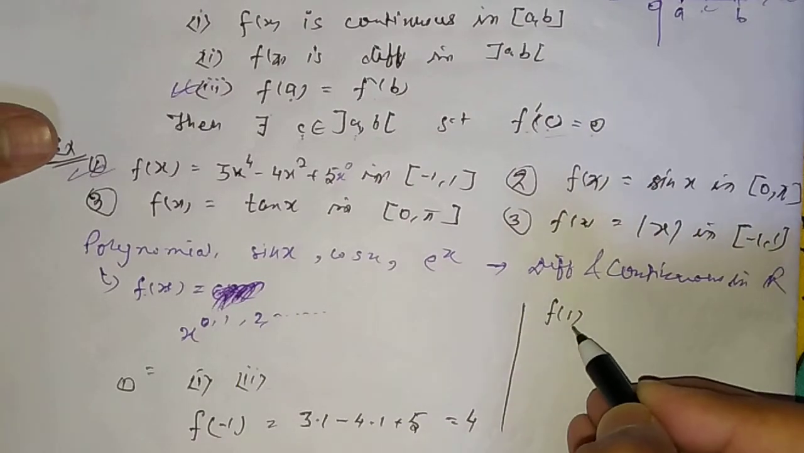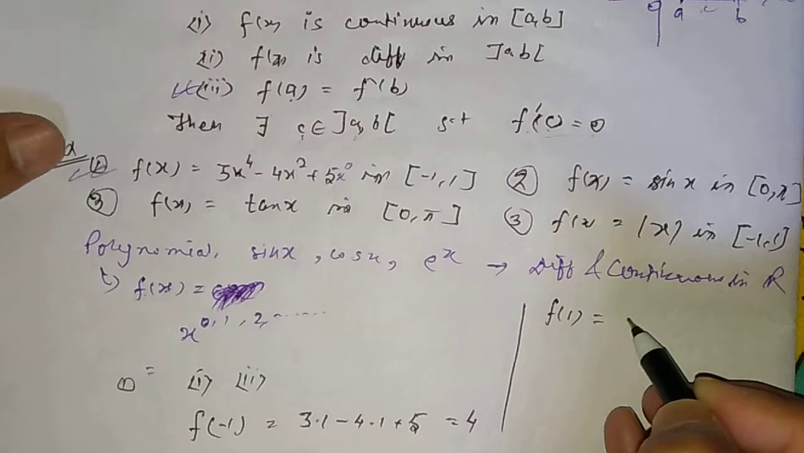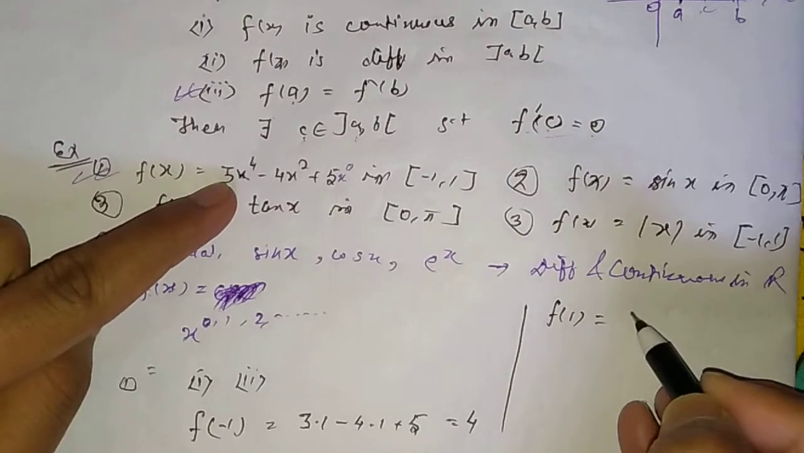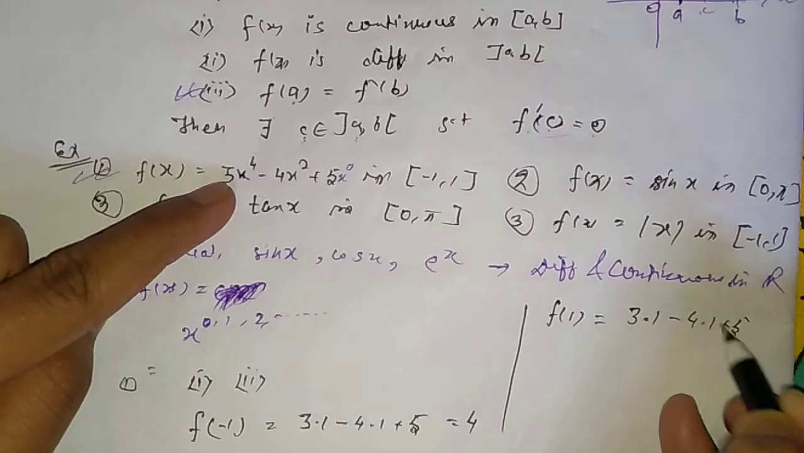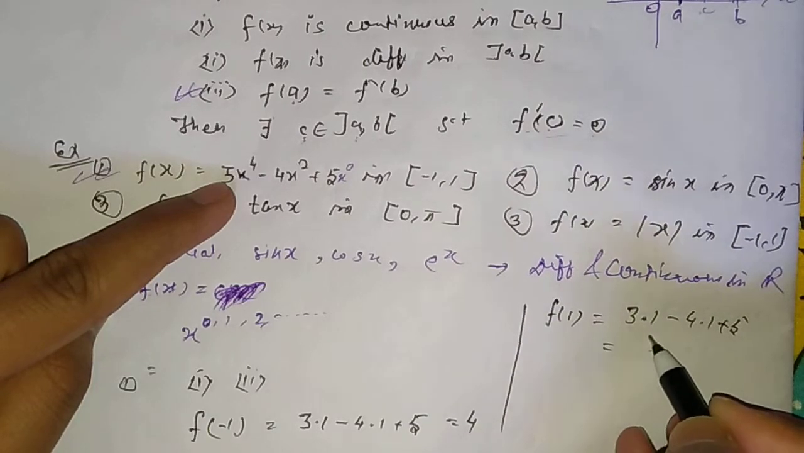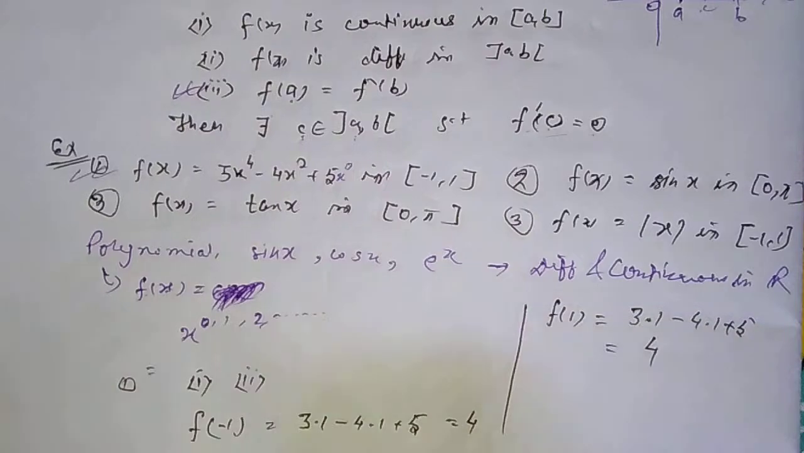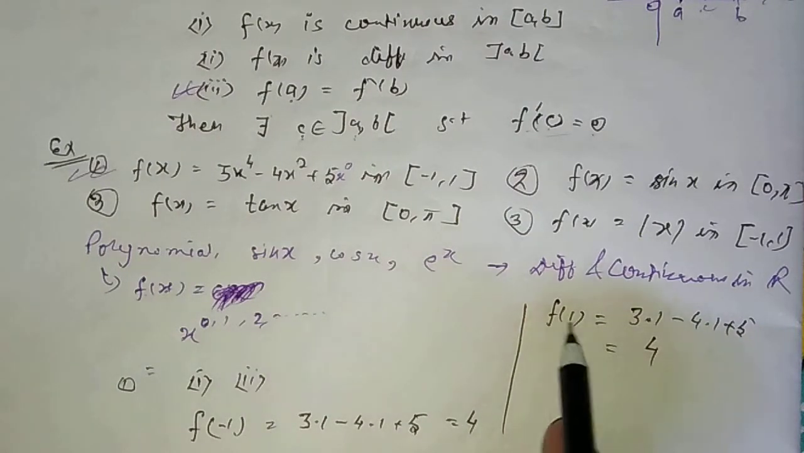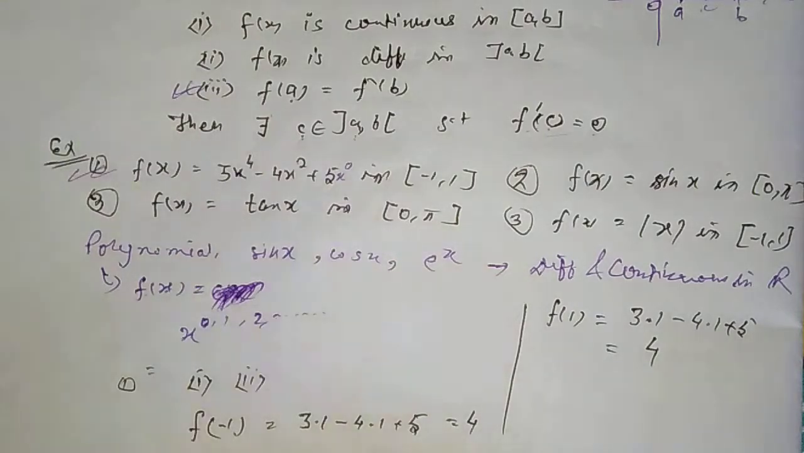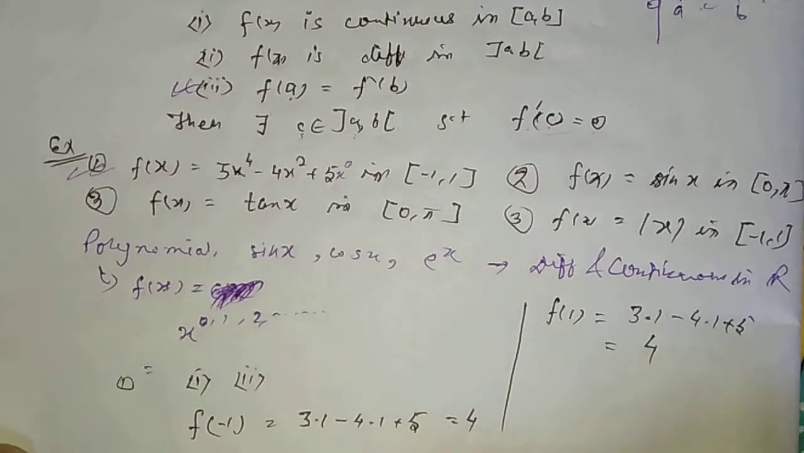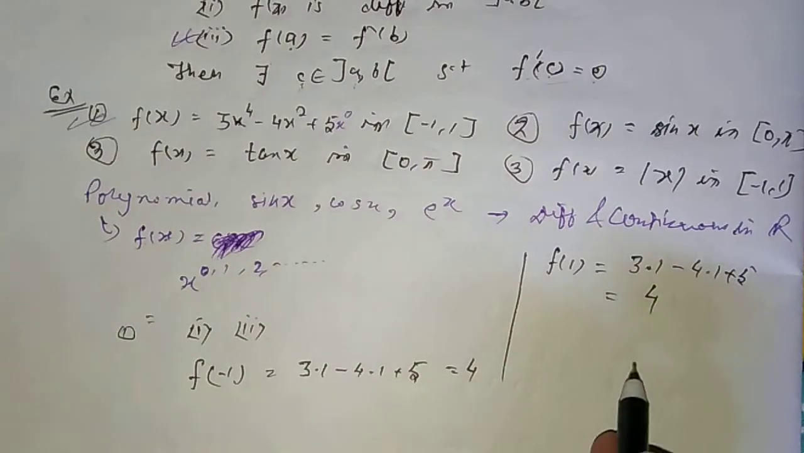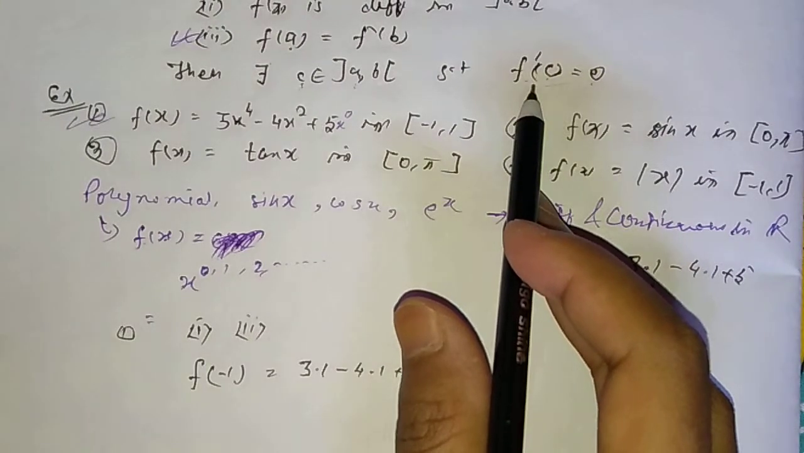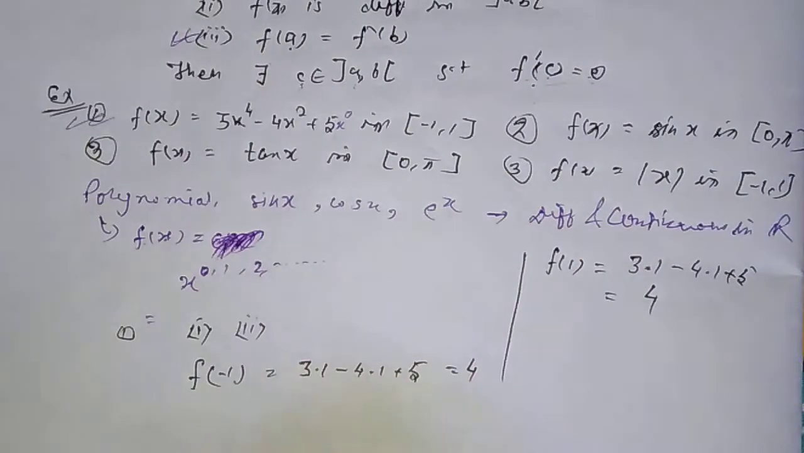And f(1), that is f(b), we have to put 1 in the place of x. So 3 into 1 minus 4 into 1 plus 5 will also be equal to 4. So f(-1) is equal to f(1), and the third property of Rolle's theorem is also satisfied. So by the theorem there must exist a point c such that the derivative at that point is equal to 0.